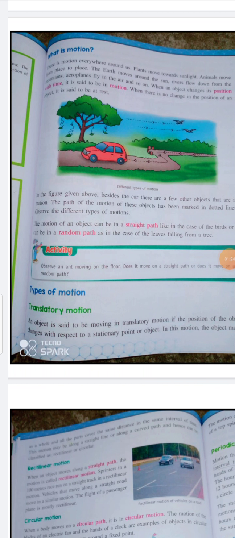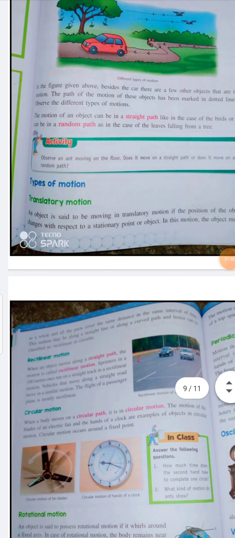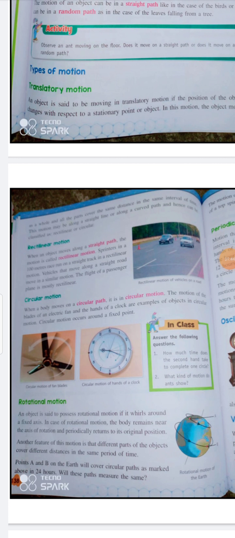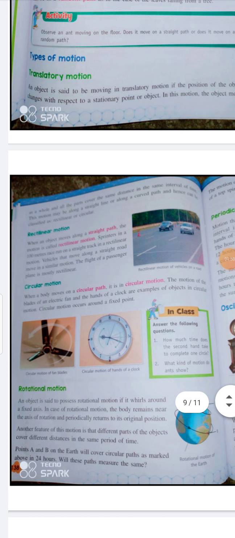Now we discuss the different types of motion. First, translatory motion. Translatory motion means movement of all parts of a body, covering the same distance in the same interval of time. Translatory motion is of two types: first, rectilinear motion, that is, straight line motion, and second, circular motion.